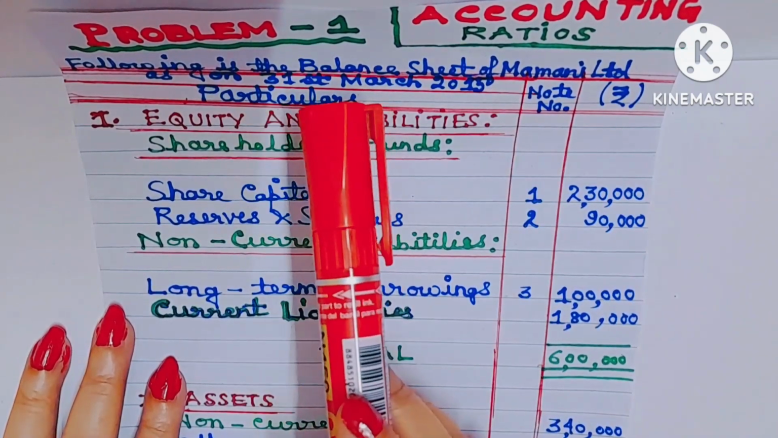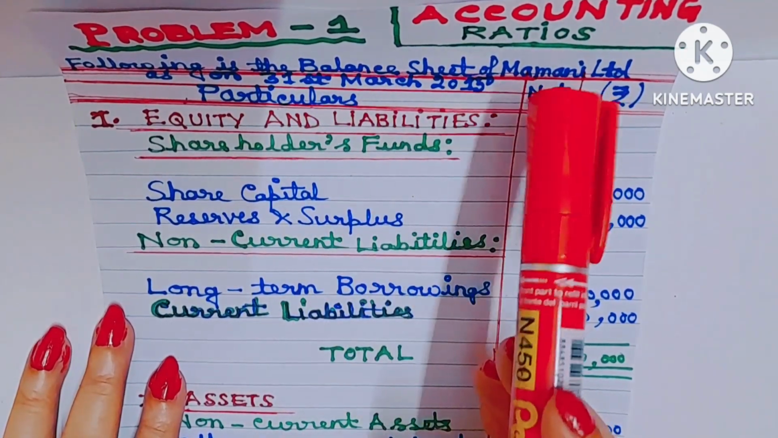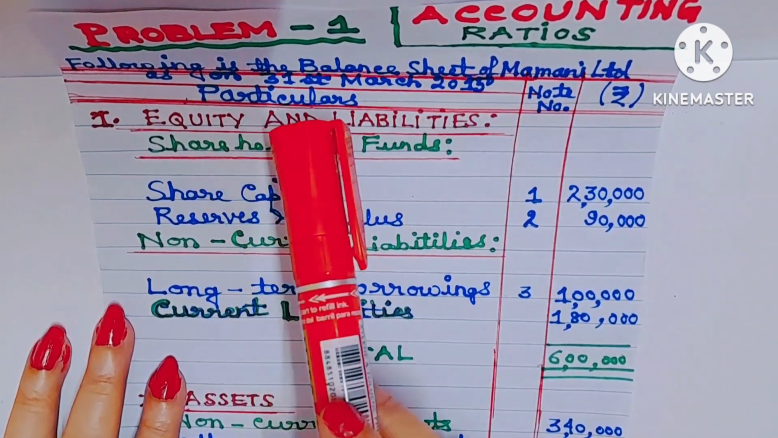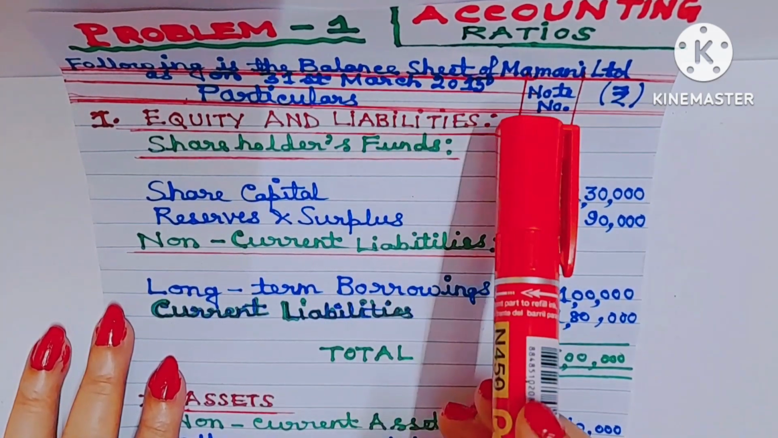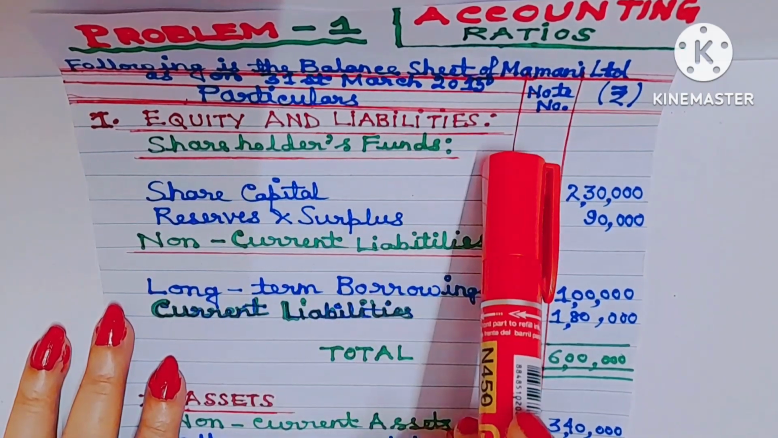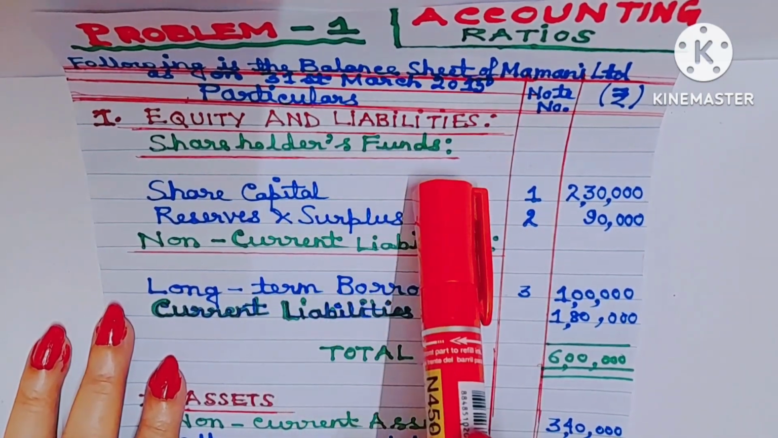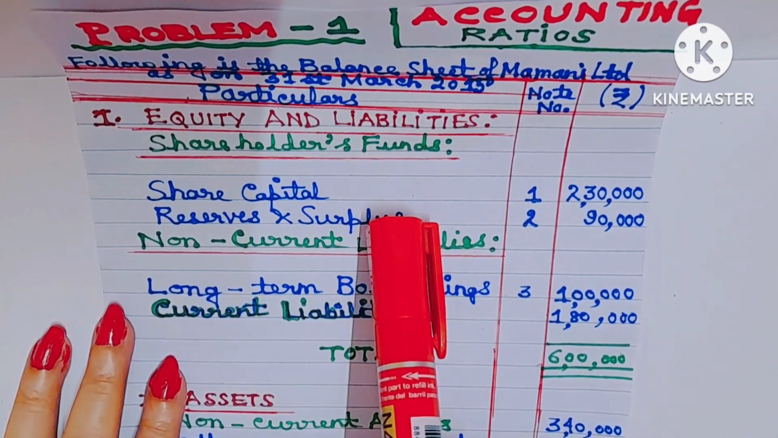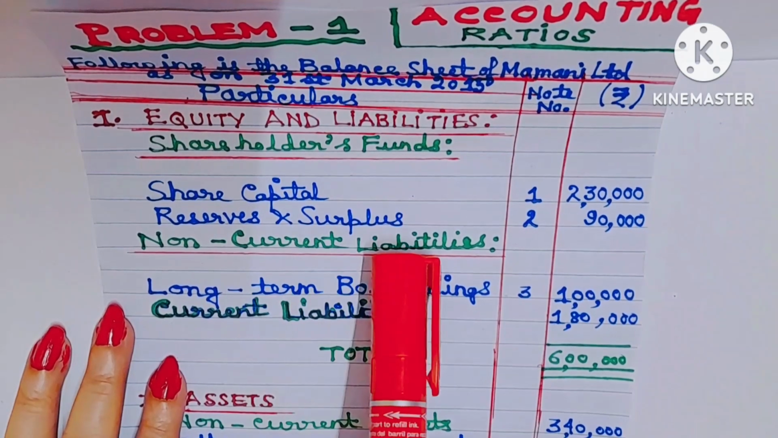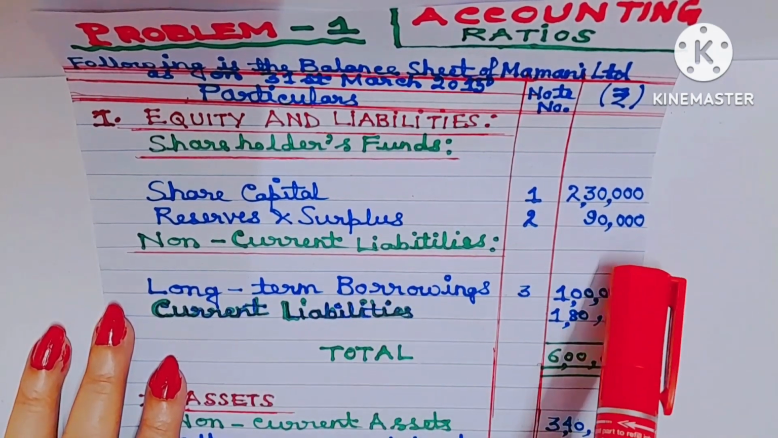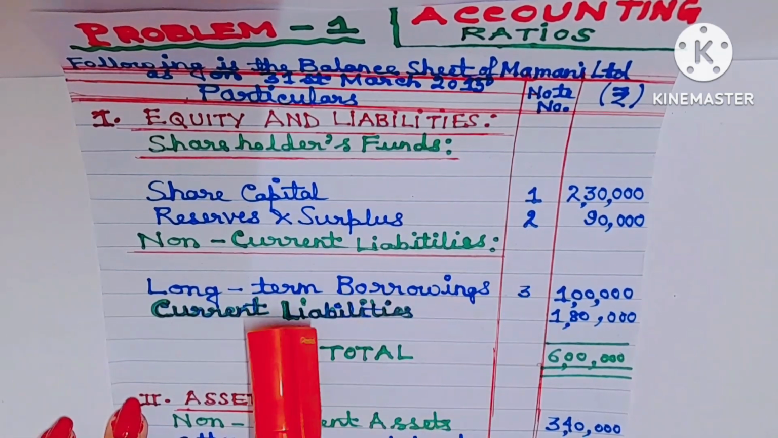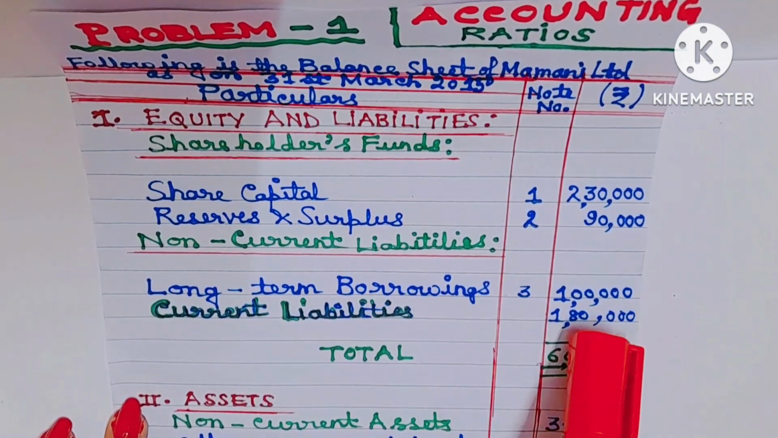Problem number 1. Accounting ratios. Following is the balance sheet of Mamuni Limited as on 31st March 2050. Number 1. Equity and liabilities. Shareholders' funds. Share capital is equal to 2,30,000. Reserves and surplus is equal to 90,000. Non-current liabilities. Long-term borrowings is equal to 1 lakh.